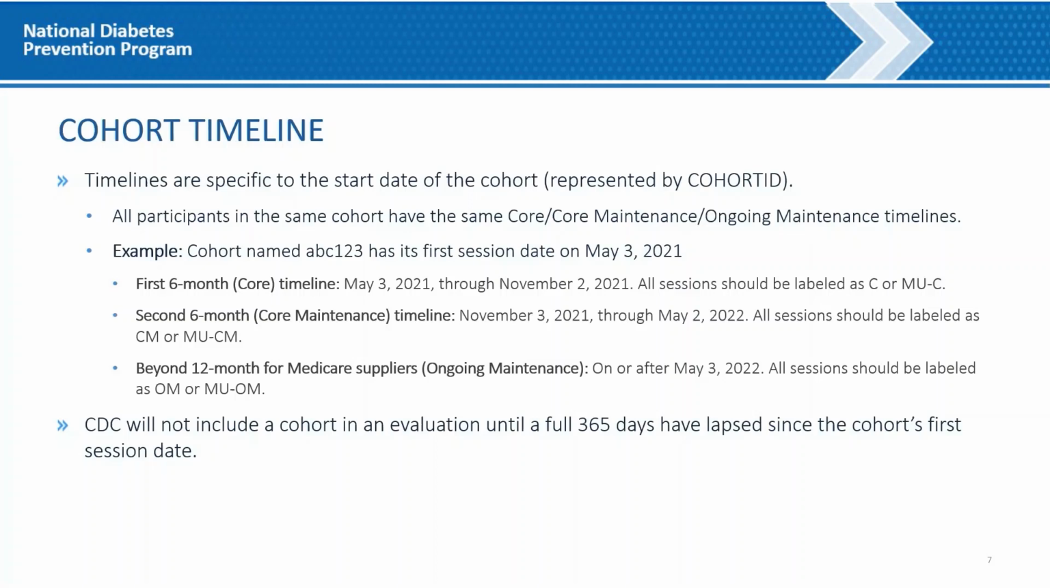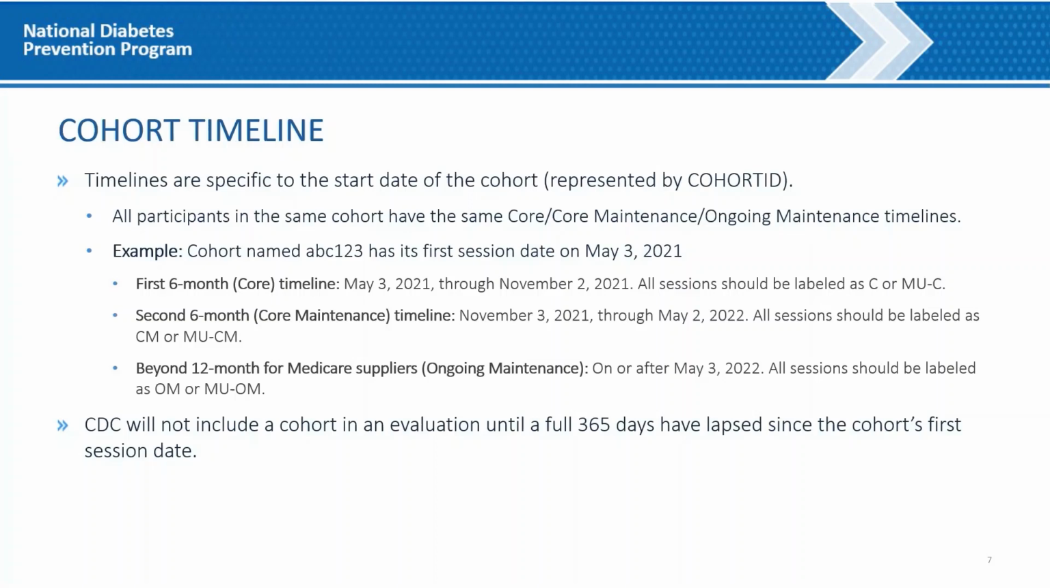For example, cohort ID ABC123 had its first session date on May 3rd, 2021. This means the first 6-month core timeline for the cohort goes from May 3rd, 2021 to November 2nd, 2021. The second 6-month core maintenance phase goes from November 3rd, 2021 through May 2nd, 2022, and the ongoing maintenance phase would start on May 3rd, 2022.